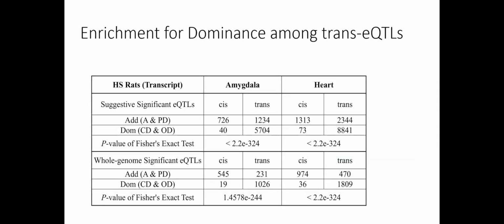And if we do a test for enrichment for dominance amongst trans-eQTLs, we get ridiculously significant Fisher-exact test p-values. I think it took us ages to actually get R to print out a p-value which was not not a number.